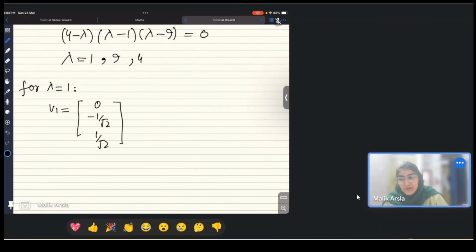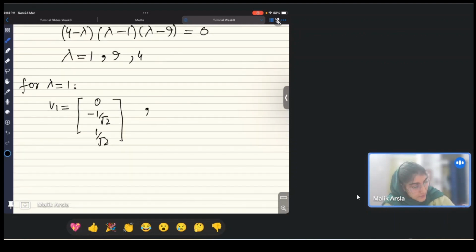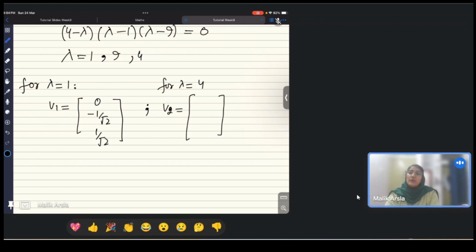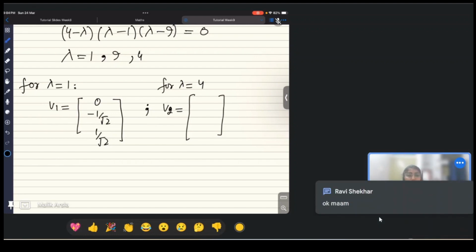What about others? Others have calculated it. Now you can do that for V2, for lambda equal to 4. We'll go in ascending order. Did not get it? You might have made some error, because this is the correct answer. So you can check your calculation once more. You will get this corresponding to lambda equal to 1. But you can still try during the class, check it for lambda equal to 4.